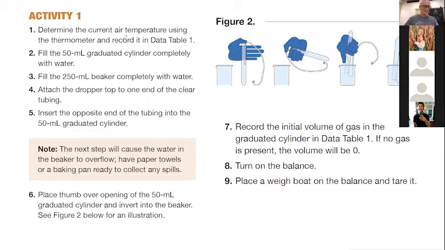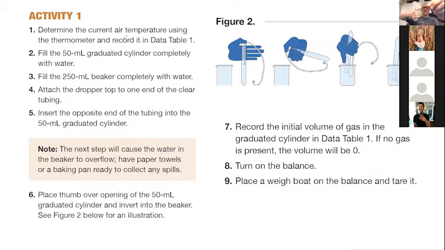Then, if you have King Kong thumbs like I do, we're going to fill up our graduated cylinder with water, put this tube in, put your thumb over the whole thing and turn it upside down. If you haven't got big thumbs, use two fingers, or a thumb and another finger, or two thumbs, whatever. Turn it upside down, put it under the water in the 250 ml beaker, and then let go.